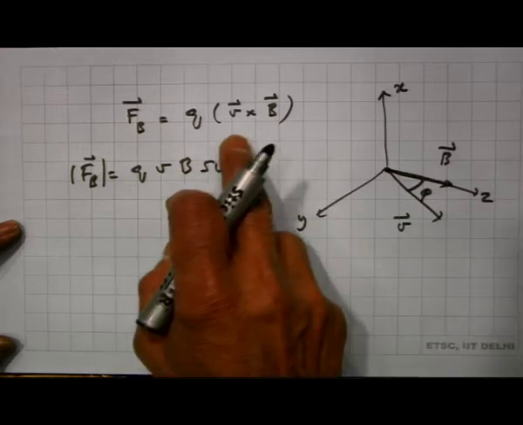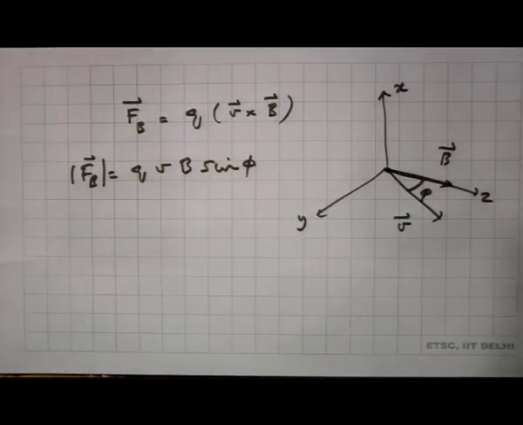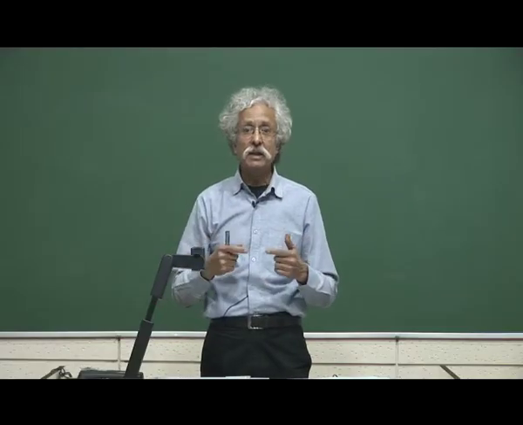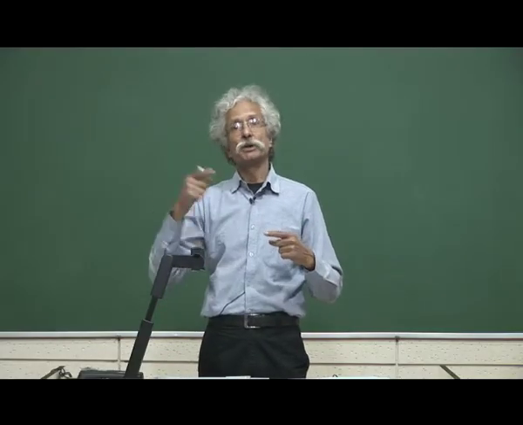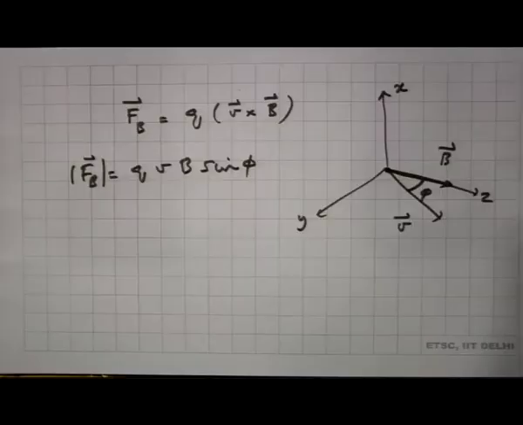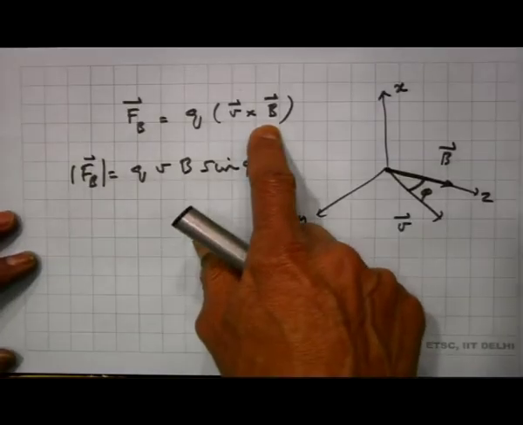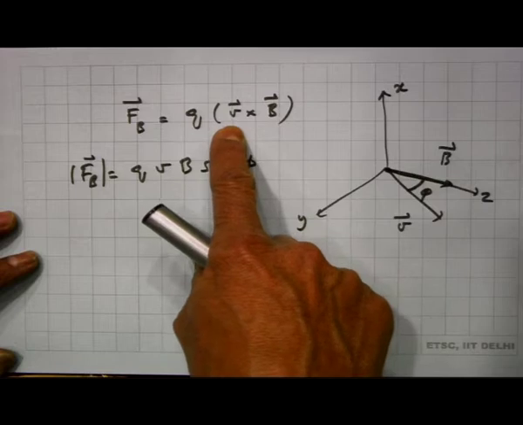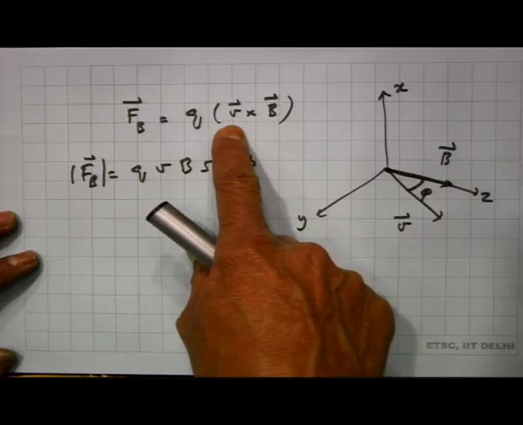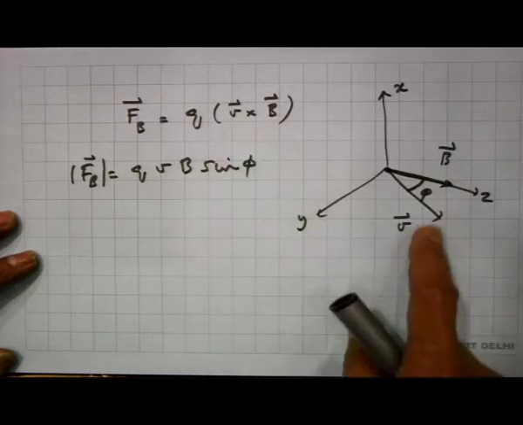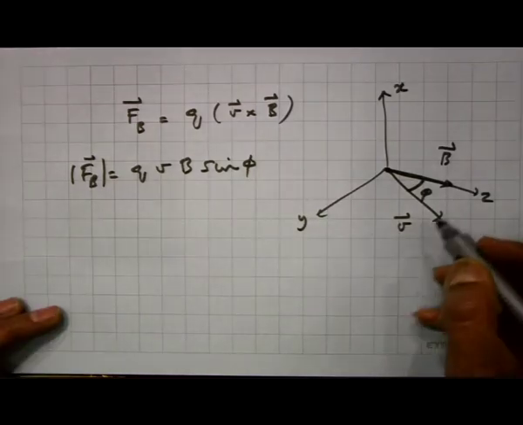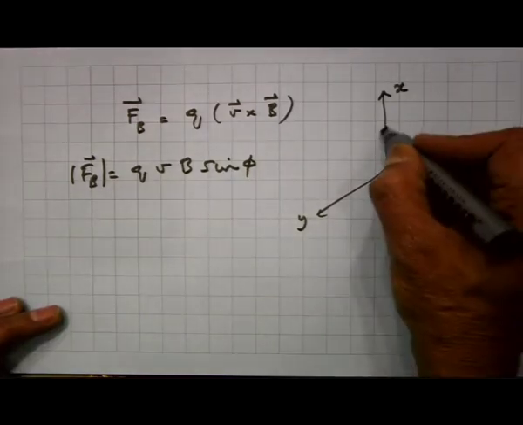Also note the direction of the force. Unlike electrostatic forces, which act along the direction of the electric field, either towards the direction of the field or oppositely, the magnetic force is perpendicular to both the magnetic field B and the velocity vector. You must have studied cross product before. So, v cross B is a vector in this direction in this figure.